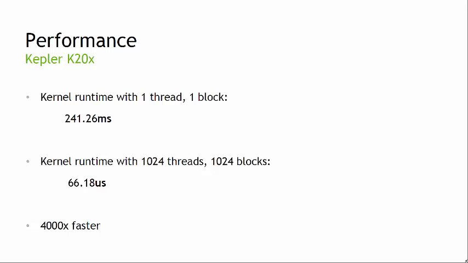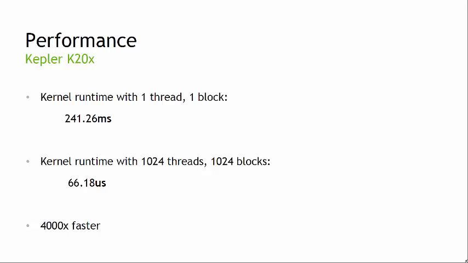We've turned this from a 1 thread, 1 block code to a 1024 threads, 1024 blocks code, and we're going 4,000 times faster. Is that right? Yes, that's right. This is 241 milliseconds versus 66 microseconds. So you need parallelism. Running GPU code in serial or anything near serial is going to give you much, much worse performance than running in parallel. It's a 4,000 times speedup from running in parallel.